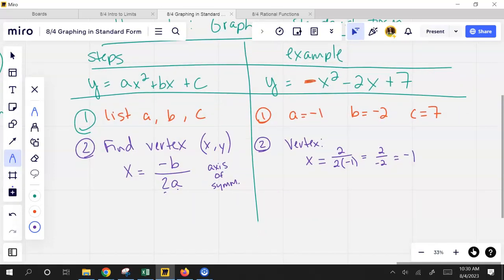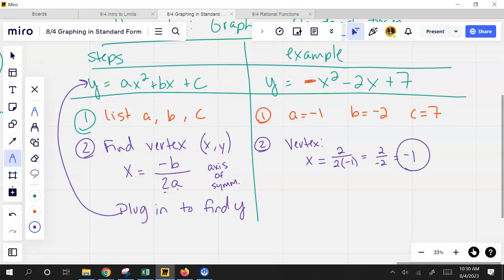So the second half of step 2 is we're going to plug in to find y. What am I plugging into? I'm plugging back up into that very top equation, whatever I started with. So for this one, I'm plugging into the equation. So y equals, now be very careful because this negative sits outside here, right? I've got negative, and then whatever I'm plugging in, I put in parentheses. Minus 2 times negative 1 plus 7.